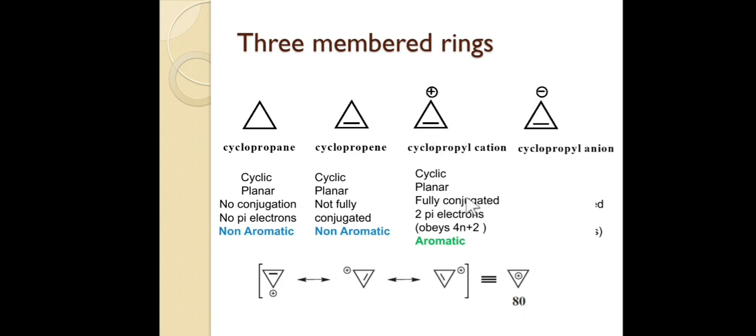Okay, how about the last one? You can see the last one is cyclic, planar, fully conjugated but having only 4 electrons, that is 2 from this double bond and 2 from the negative charge. So it has 4n pi electrons, therefore it is an antiaromatic compound.